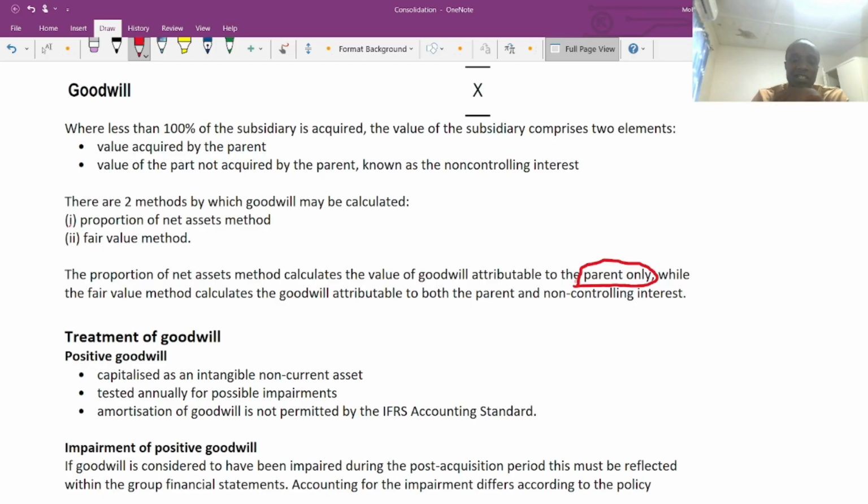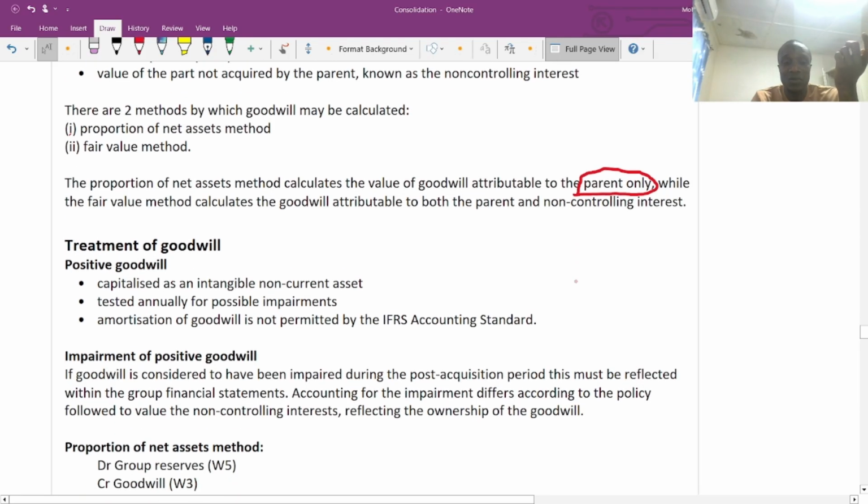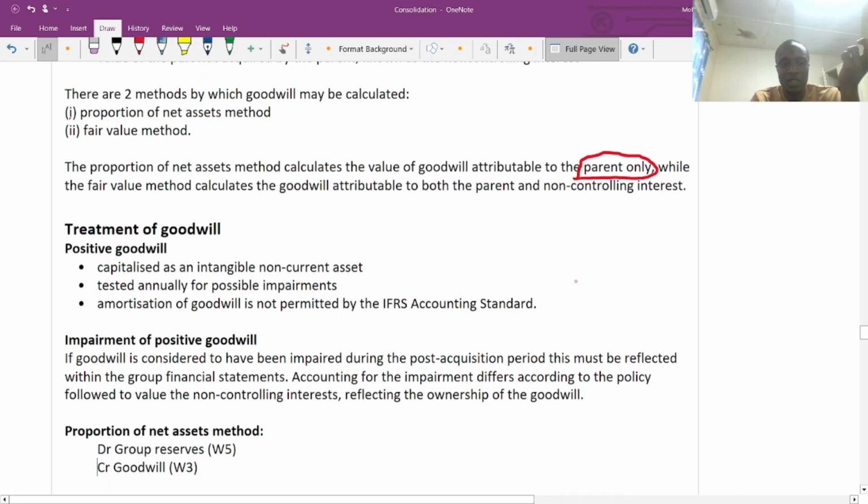We have already covered the treatment of goodwill. For positive goodwill, where the cost of investment is more than the net asset, we are going to show it as an intangible non-current asset. We are going to test it for impairment based on the condition as per IAS 36. So don't worry about it.